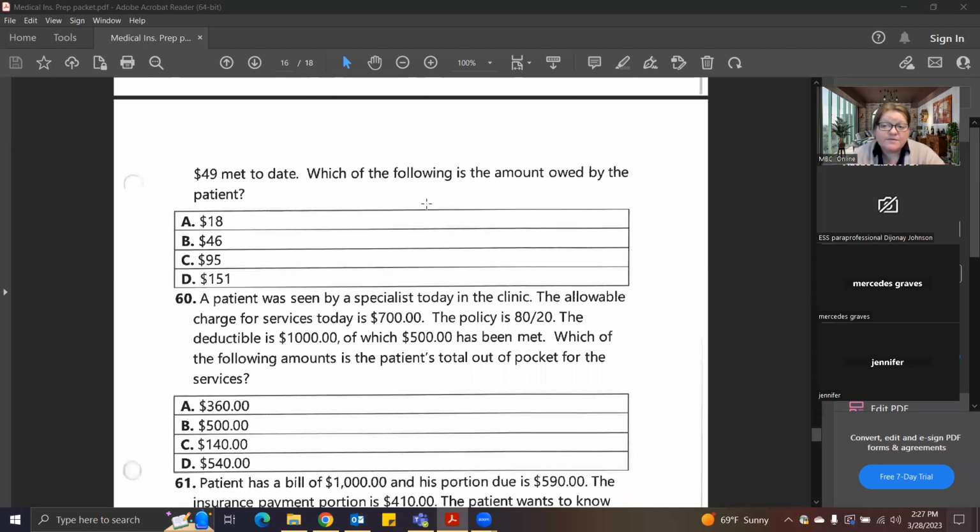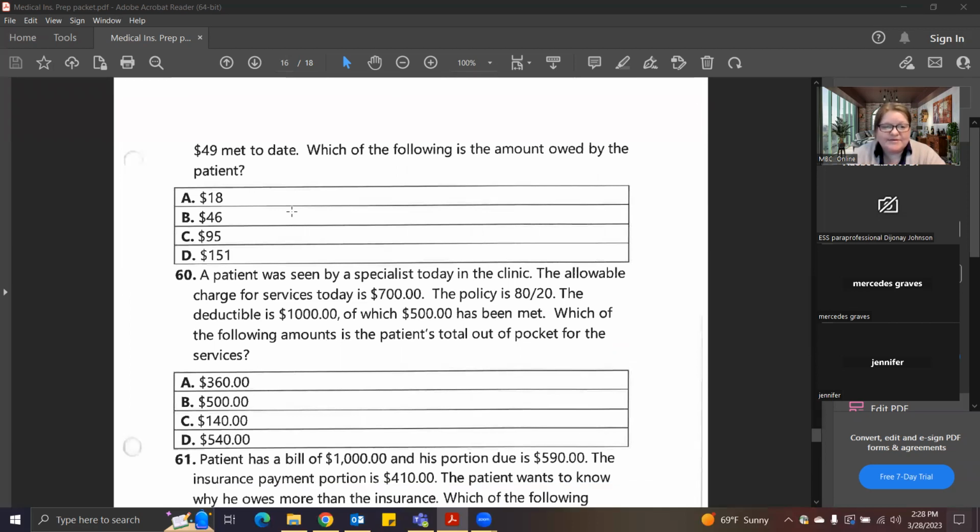Is it making sense the way I'm explaining it, guys? Yes. Awesome. Good. I know this stuff can be kind of confusing if you're not used to dealing with insurance. So just let me know if y'all have any additional questions, okay?